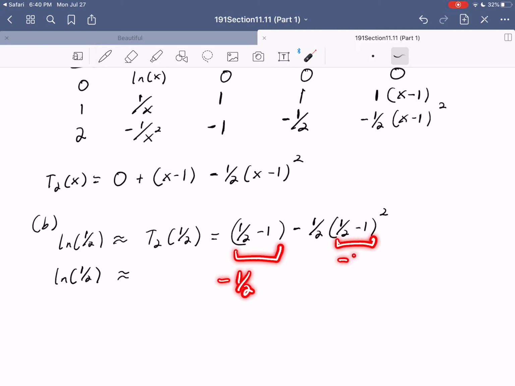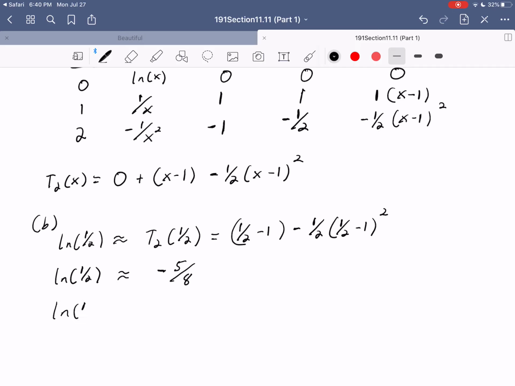This here is going to give us negative 1/2. If we square that, it sounds like 1/4, and then times a negative 1/2, it's going to be negative 1/8. So negative 1/2 and negative 1/8, that sounds like we're going to get negative 5/8. So we're saying ln of 1/2 is roughly, what is negative 5/8? Like negative 6.75, I believe.